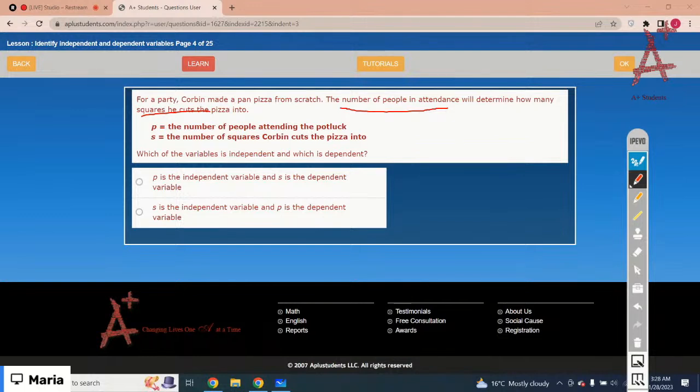P is independent and S is the dependent variable. So option number one is the correct option. Got it?